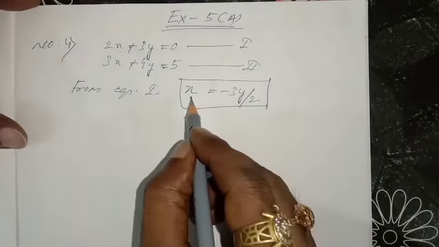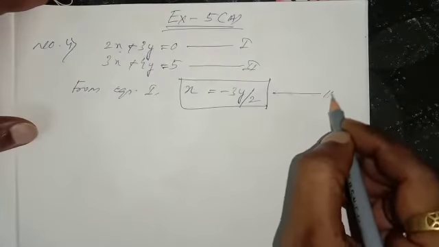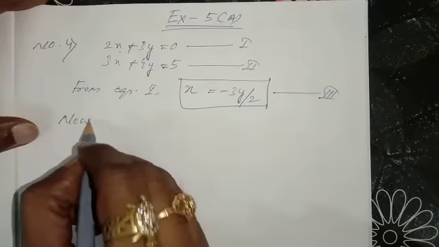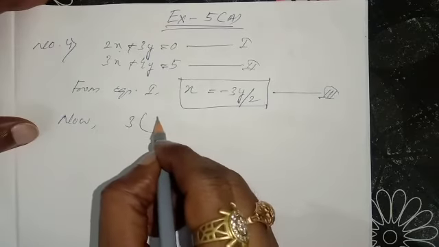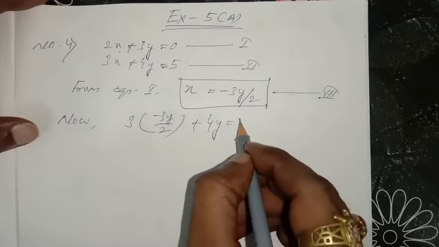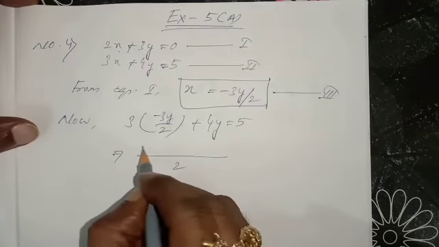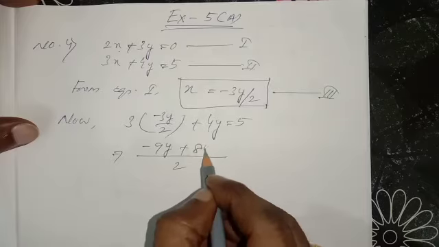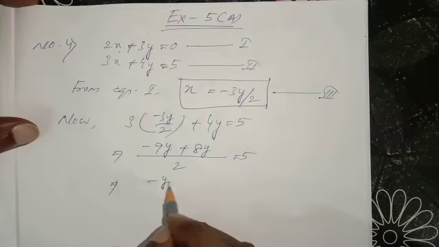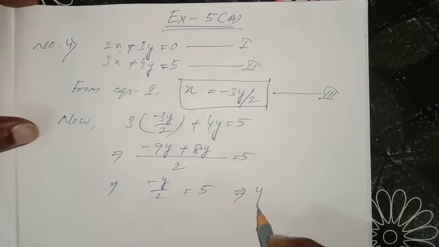Now putting the value of x in equation 2, what will you get? 3x means 3 times minus 3y by 2, plus 4y is equal to 5. Now the LCM will be 2: minus 9y plus 8y is equal to 5. After that you get minus y by 2 is equal to 5. Then finally you get y is equal to minus 10.